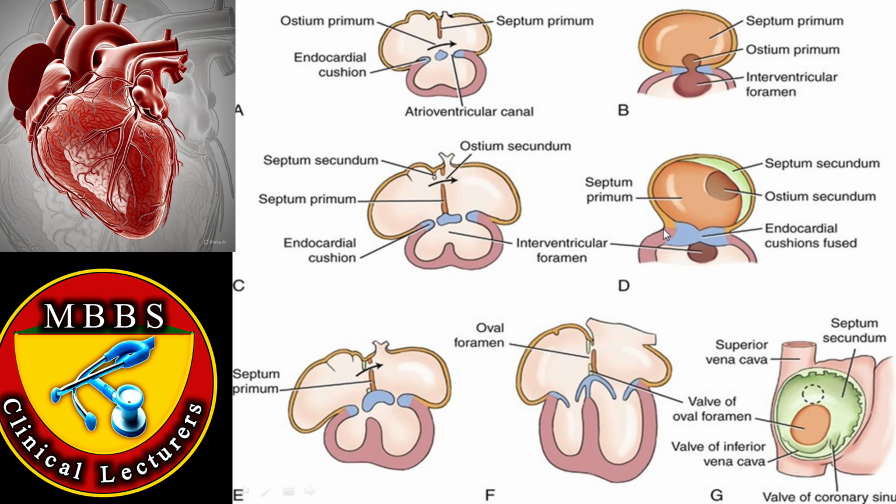Okay, now this is the brief summary of the partitioning of the common chamber into four: appearance of the endocardial cushion, the passage of the septum primum to reach the endocardial cushion, appearance of the ostium primum, then ostium secundum, and the septum secundum, ultimately the formation of the interventricular ridge and division of the common ventricle into two, and the partitioning of the right and the left ventricle, and the partitioning of the right and the left atria.